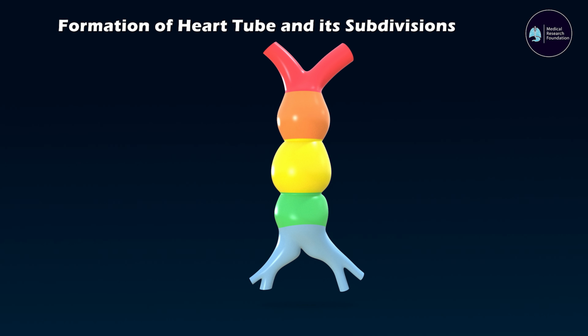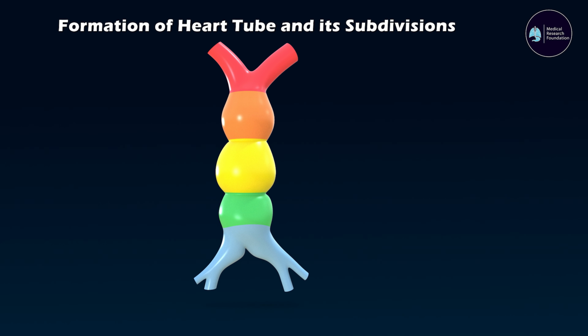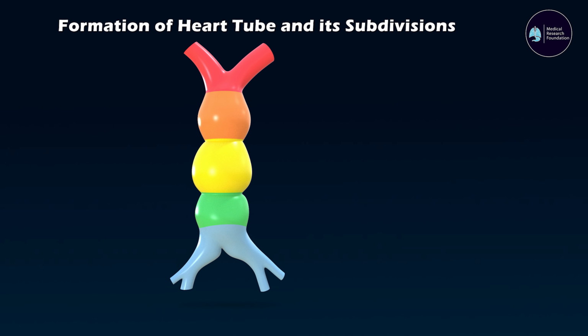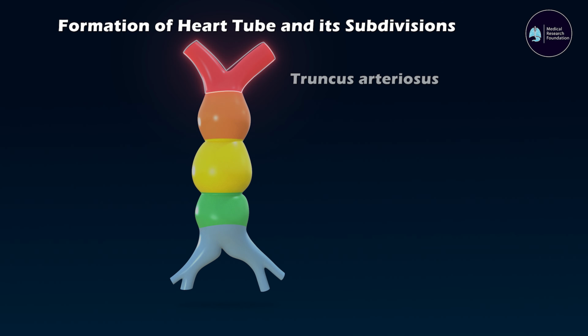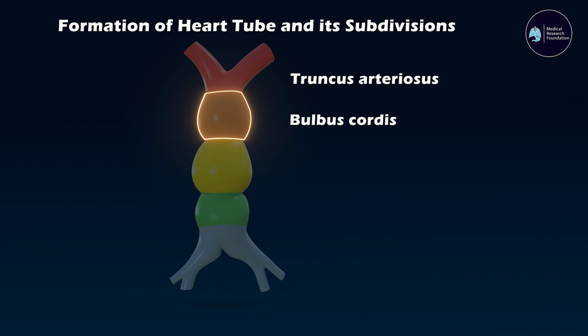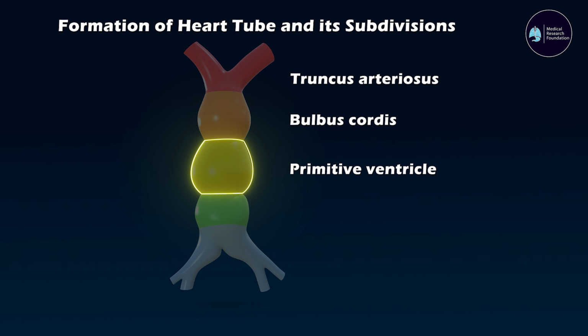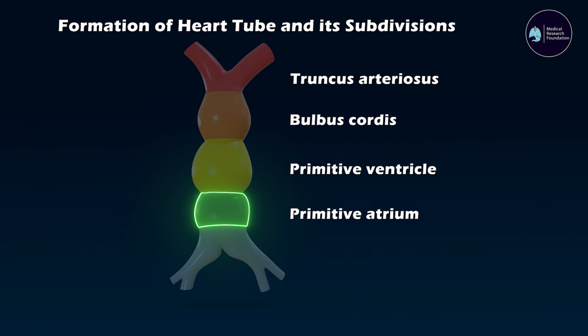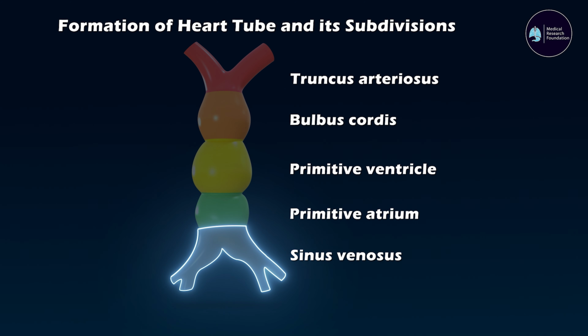The heart tube forms 5 dilations, from cranial to caudal end. These are as follows. Truncus arteriosus, bulbus cordis, primitive ventricle, primitive atrium, sinus venosus.